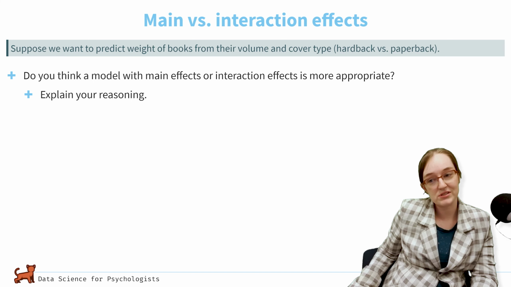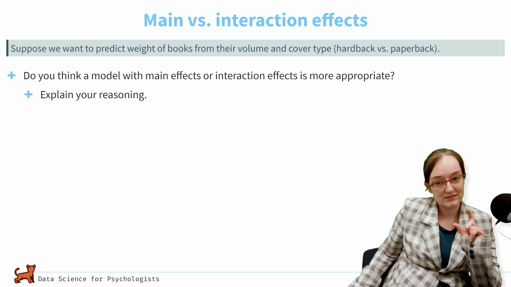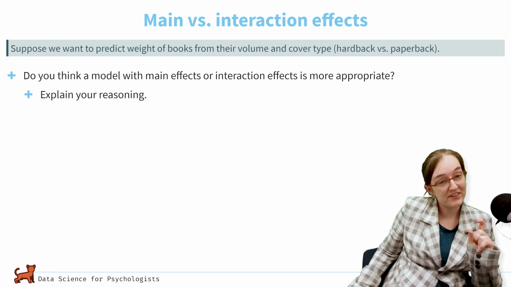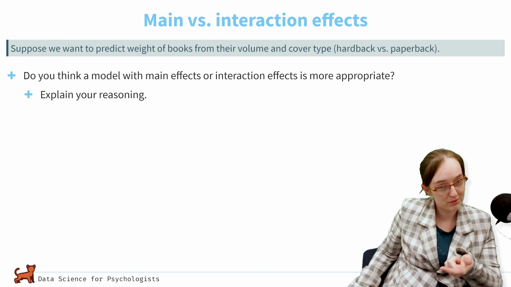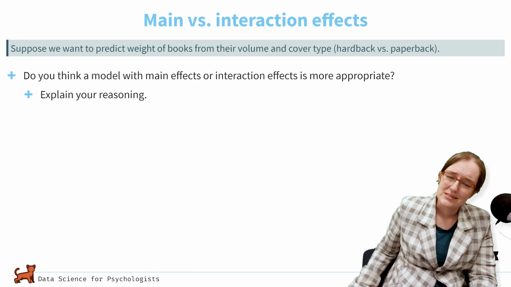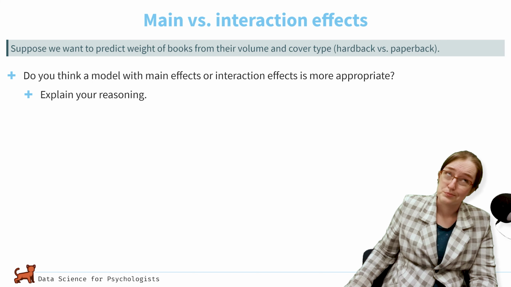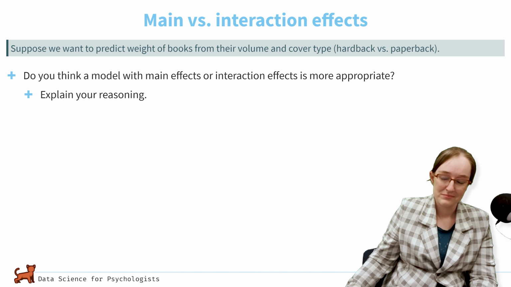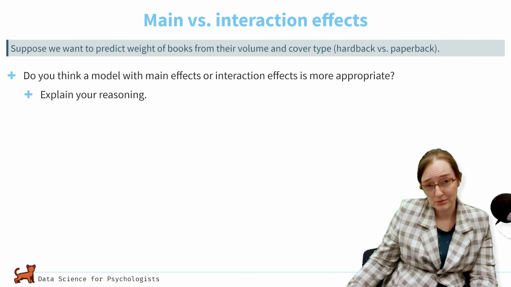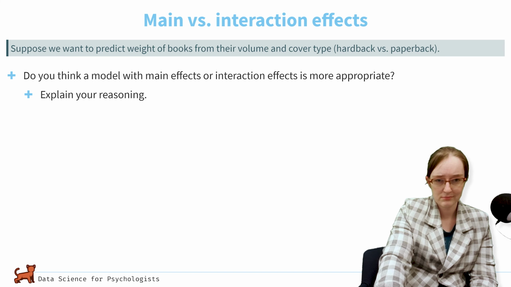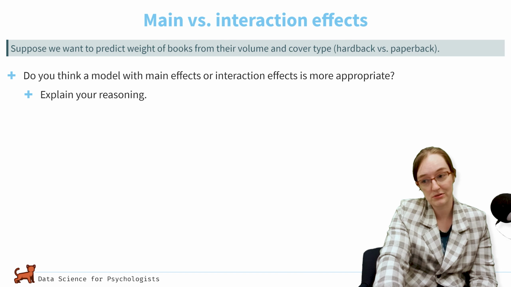So what if we're interested in predicting the weight of books from their volume and cover type? Do you think a model with main effects or an interaction effect would be more appropriate? Audience participation points, except this is asynchronous. Anyway, think about it. I have my thoughts and you'll hear them soon, but feel free to pause and collect your thoughts, because it's good to develop your statistical intuition.